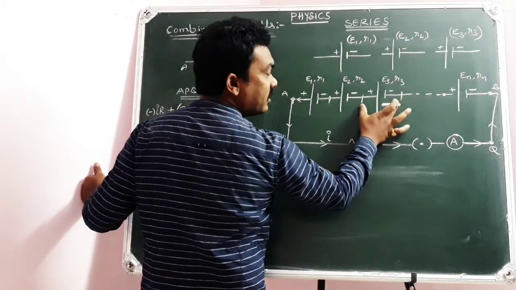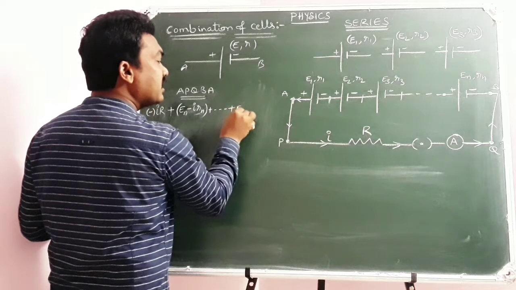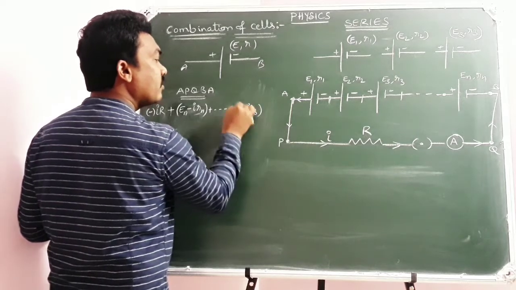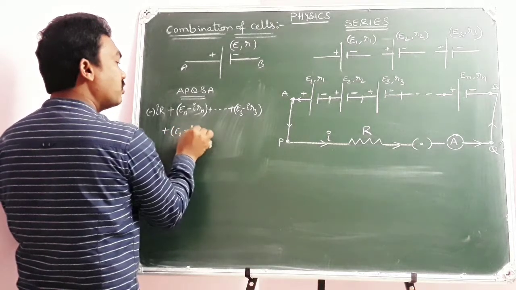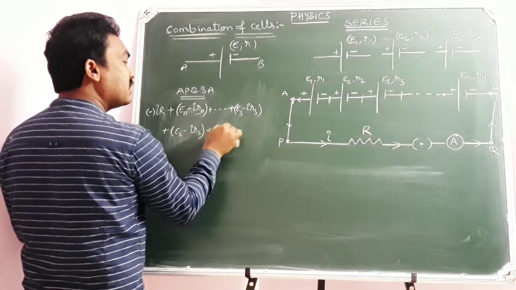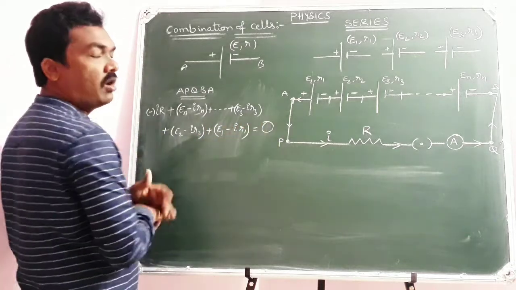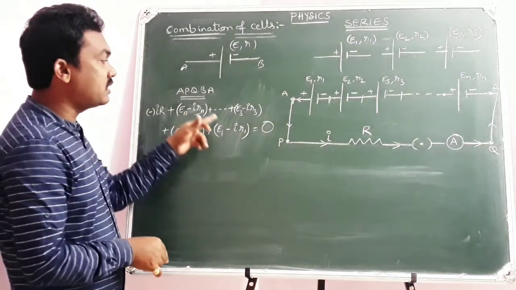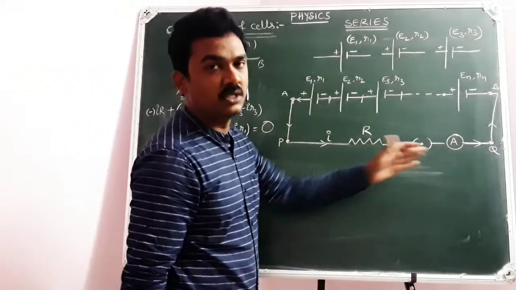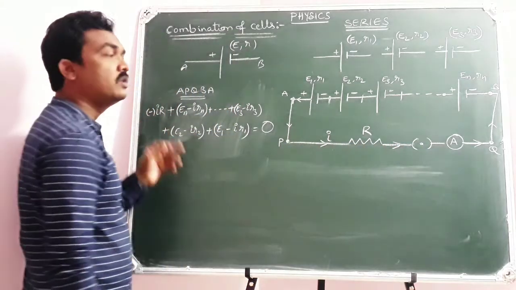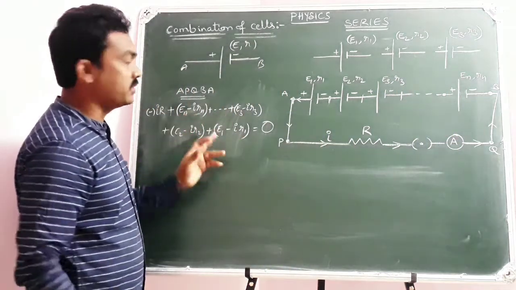Now come to this E3. How much? Minus to plus, again plus. E3 minus IR3. Again plus. E2 minus IR2. Again plus. E1 minus IR1. As they are in series, current will be the same. So the algebraic sum of all the potential differences in a closed loop is 0. Of course, in the direction of current there is a potential drop, so it is given negative. Across the cell minus to plus there is a potential rise, so all other values are given positive.